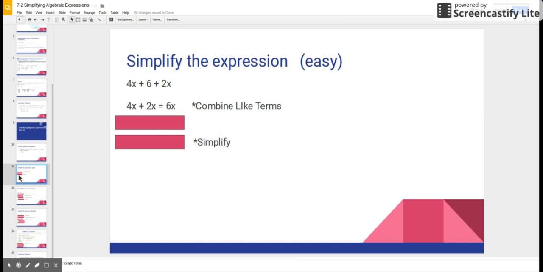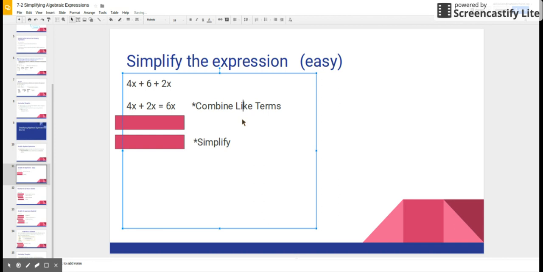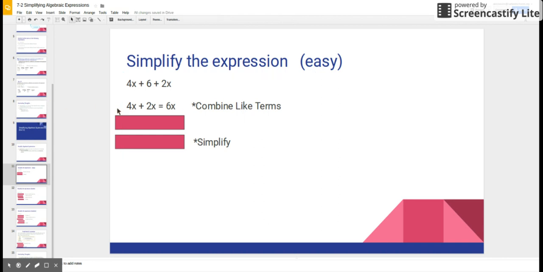All right, so this is an example to simplify the expression, and I call this the easy example. There's a few examples. So I have 4x plus 6 plus 2x. First thing I'm going to do is combine my like terms. And like terms, again, are just terms that have the same variable. In this case, we have 4x and 2x. So 4 plus 2 gets me 6, and it's 6x, right? You have 4 x's. You add 2 more x's. How many x's do you have total? 6.